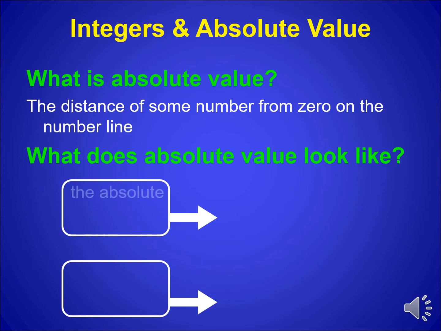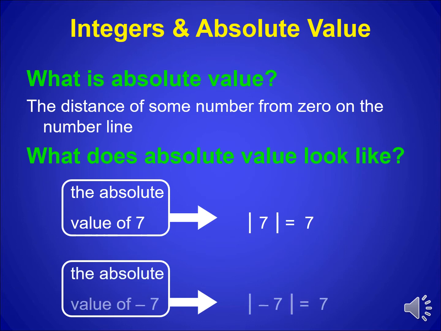The absolute value of 7, I write it with 2 lines and between them the number. So I read it as absolute value of 7. What's the meaning of absolute value of 7? That means how much distance between 7 and 0. When I count the distance between 7 and 0, I find I have 7 units of distance. So absolute value of 7 equals 7.